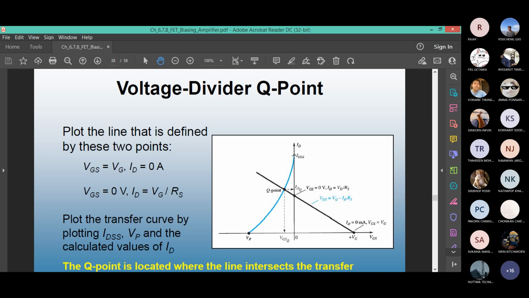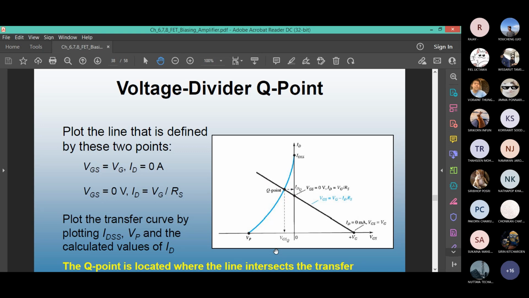And this blue curve comes from the JFET transfer curve. When they intersect, you'll find the final value IDQ, the drain current at the operating Q point, and then you can find VGSQ, the gate to source voltage at the operating point. This is the value of ID which you have to use to solve for the rest of the parameters.